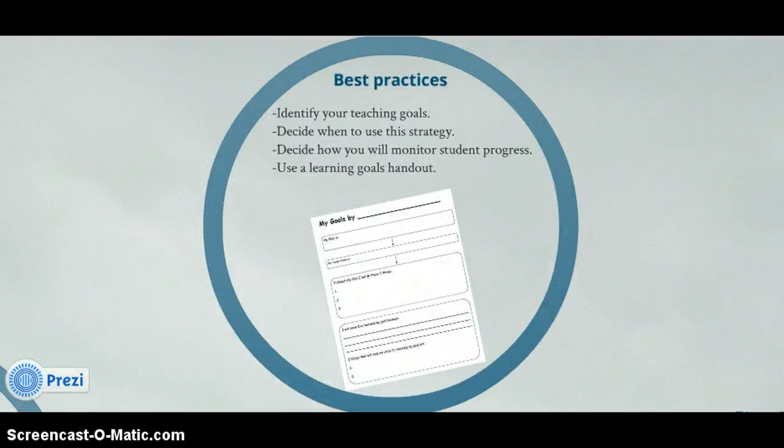The best practices for goal setting are to take time to identify and write out your teaching goals so that you have a reference point for comparing what you want students to learn with what students say they want to learn. Also decide when to use this strategy, if it will be used once, such as at the beginning of the course, or used multiple times, and how you or your students will monitor progress. And you can also create a handout that provides students with guidance on identifying appropriate learning goals.